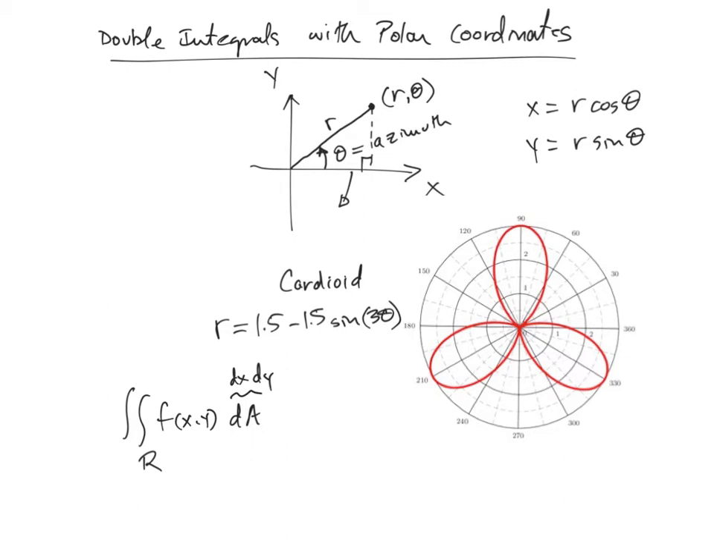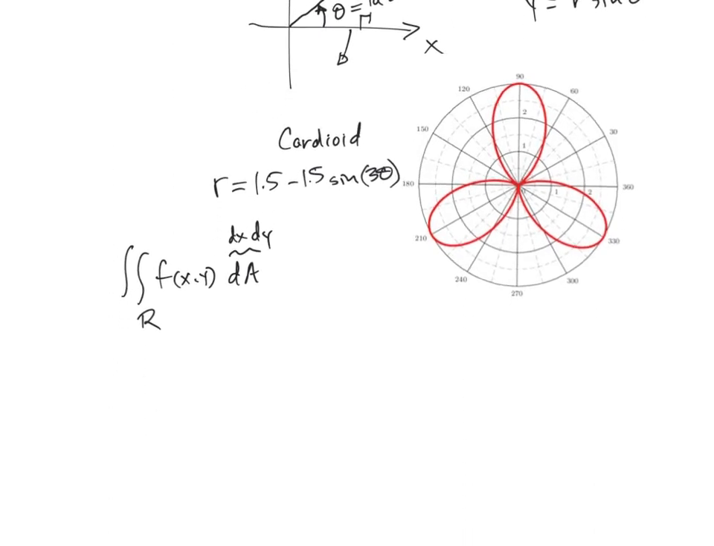Okay, well, if we want to solve a double integral in polar coordinates instead, what do we have to do? Well, we've got to change a few things. First of all, our function can't be in terms of x and y anymore. It has to be in terms of r and theta. Well, that's easy. We have equations, right? f of x, y has to be transformed to f as a function of r and theta.